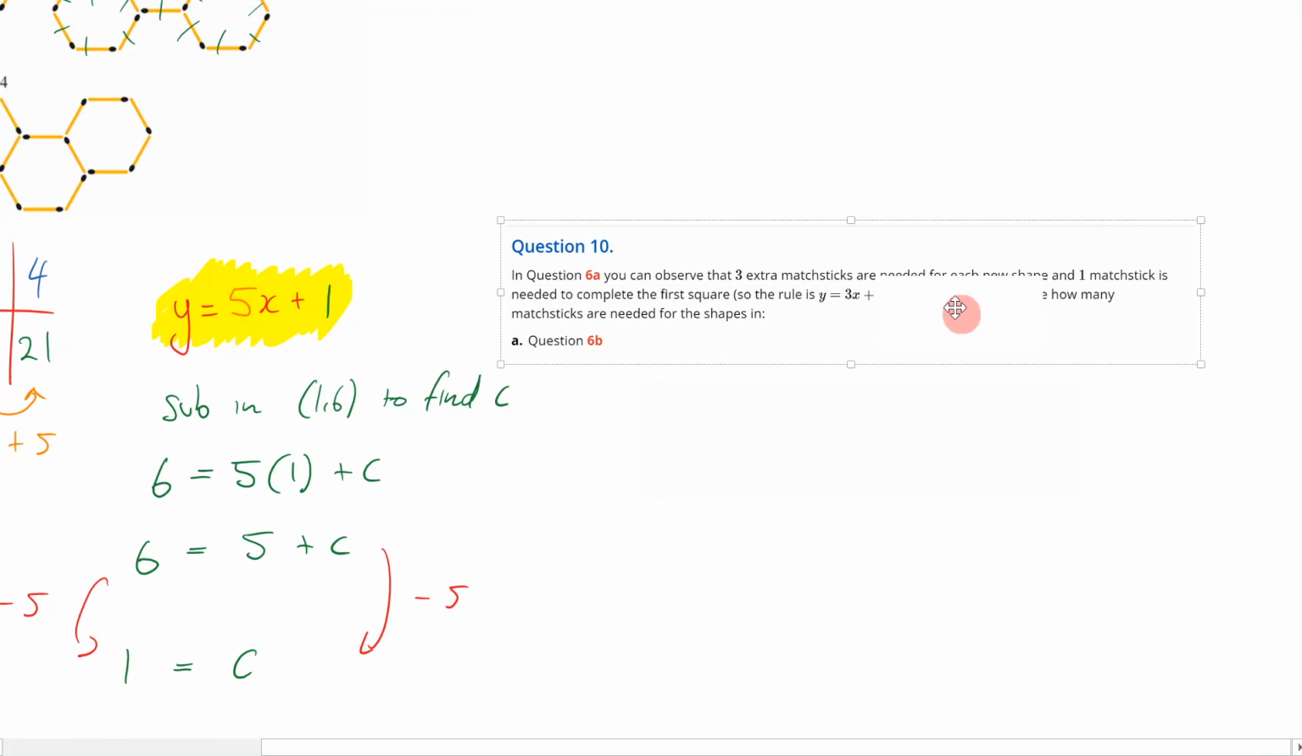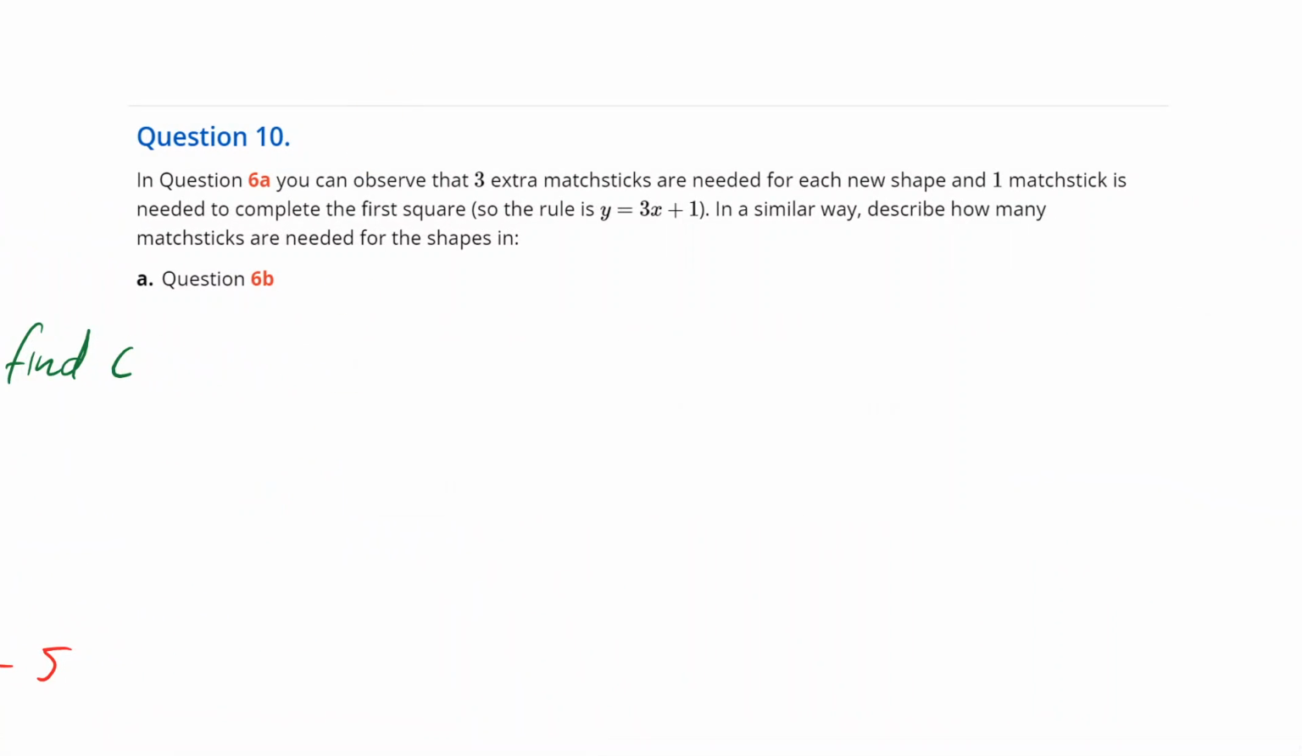Let me get rid of that. Question 10 says, let me just zoom right in here. Question 10 says, in 6a, so that was the question that we did before that one, you can observe that 3 extra matchsticks are needed for each new shape, and 1 matchstick is needed to complete the first square. So the rule is y is equal to 3x plus 1. In a similar way, describe how many matchsticks are needed for the shapes in question 6b.